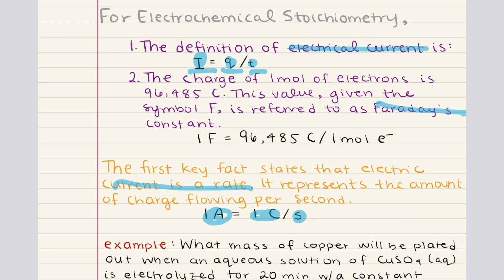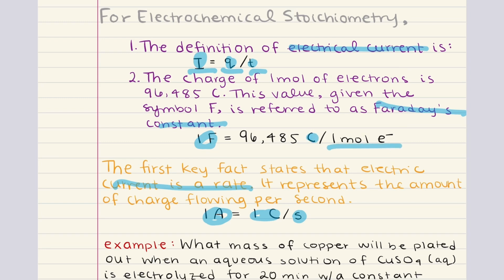Next, we have the Faraday constant. This provides the link between electric charge and the number of electrons involved in a reaction. The Faraday constant represents the total charge carried by 1 mole of electrons, and it is approximately equal to 96,485 coulombs per 1 mole of electrons.